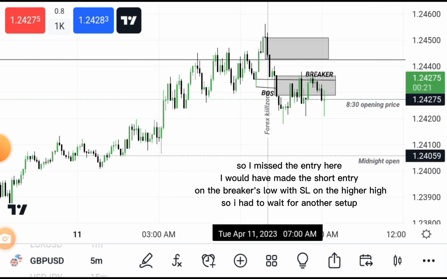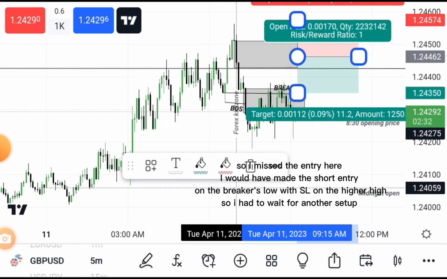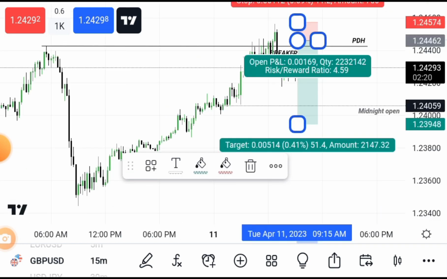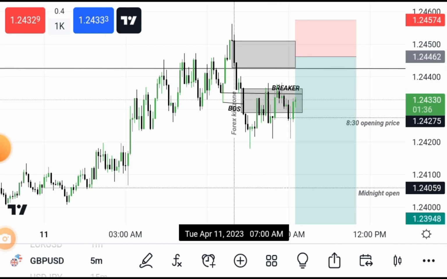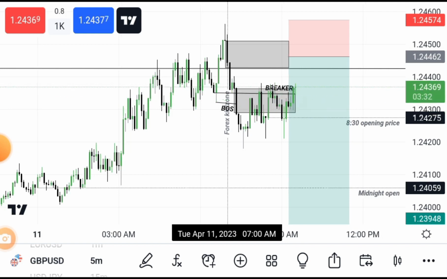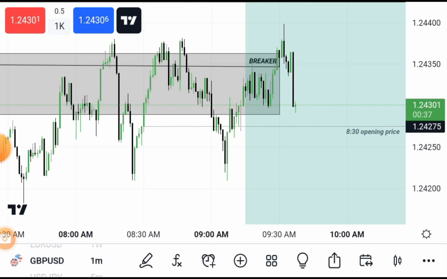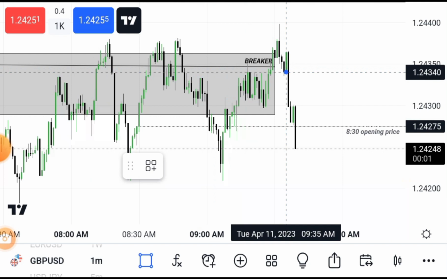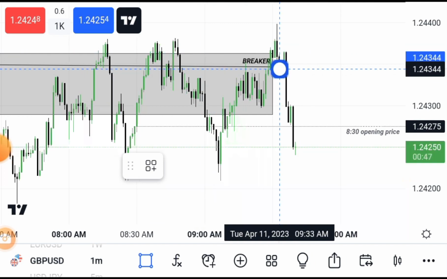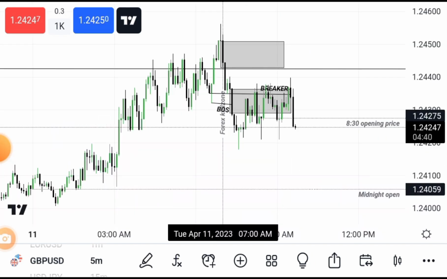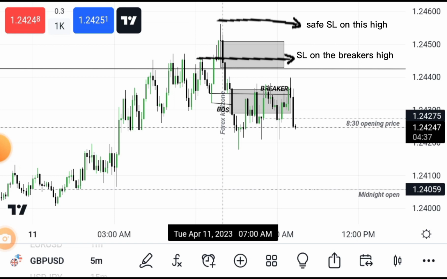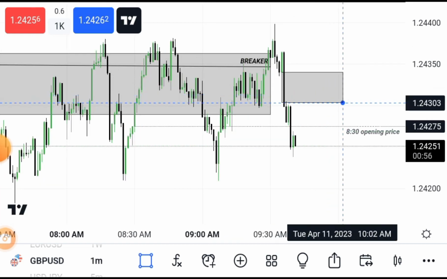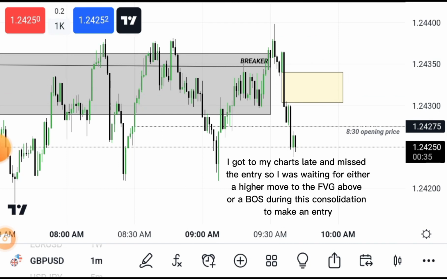So there's also a fair value gap above too. Most times you get a return back to the fair value gap above there, and most times you don't. So it's better to make your entry on the breaker's low with your stop loss on that high or the breaker's high. But it's safe to keep your stop loss on that high. So when you make your entry here, you risk 1% or less than that, but your money management should allow you to run to the higher fair value gap in case it happens to get there.